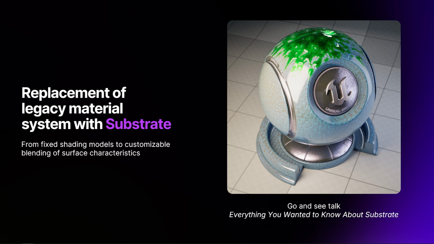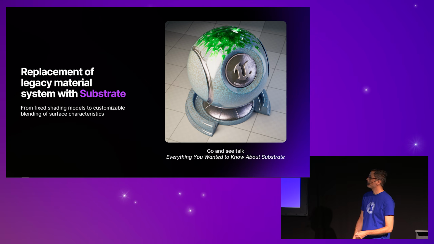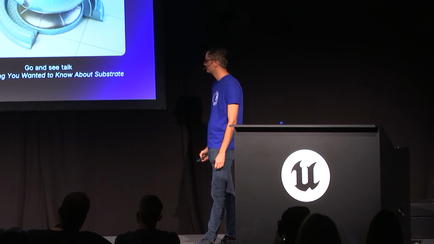Material-wise, the key change coming in 5.7 is we are changing our legacy material system to use Substrate now. So basically, you're not going to use the one you're used to, the fixed shading, unlit, opaque, etc. And now you get a system that allows you more customization in doing your surface representation. I'm not an expert at all, but there's a very nice talk this afternoon by Nathaniel, who is one of the leads on this feature. So if you want to know more about this, I would recommend going and seeing his talk this afternoon.